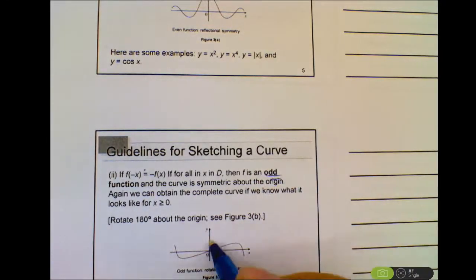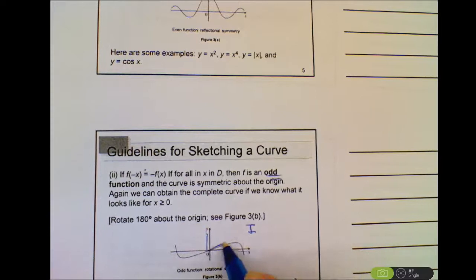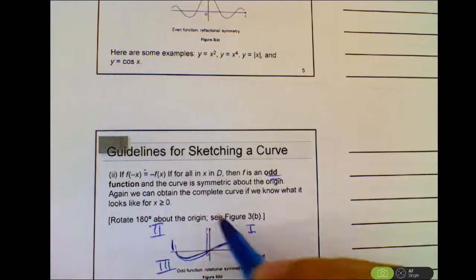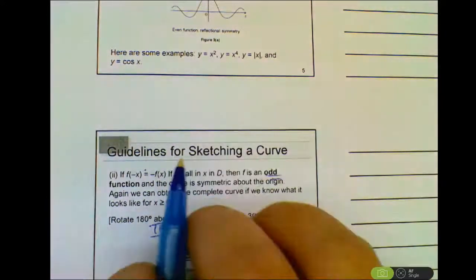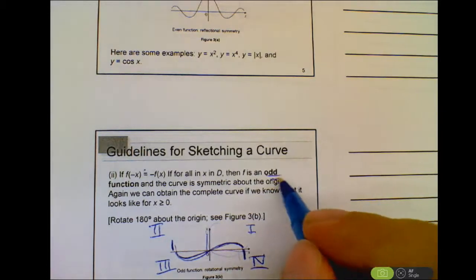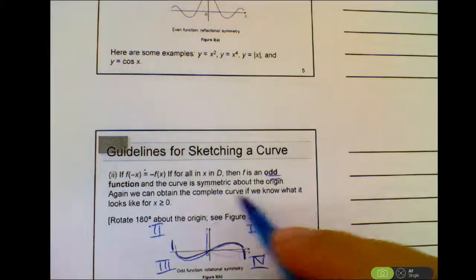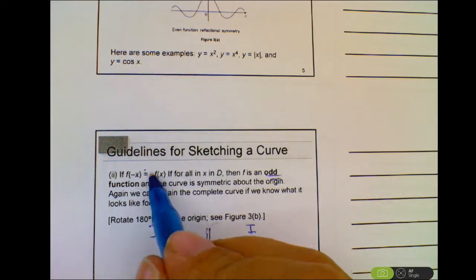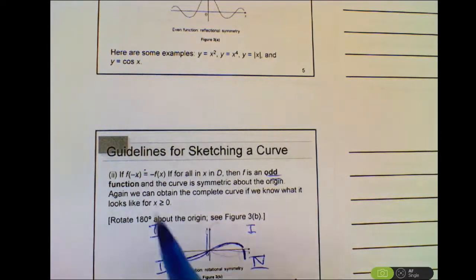And you can see that if this is the first quadrant, what I have in the first quadrant repeats on the third quadrant, and what I have on the fourth quadrant repeats on the second quadrant, because the figure kind of rotates 180 degrees and one piece overlaps with the other piece. So this is symmetric about the origin, and that happens whenever I evaluate a function, and then you can see how the negative can actually come outside.